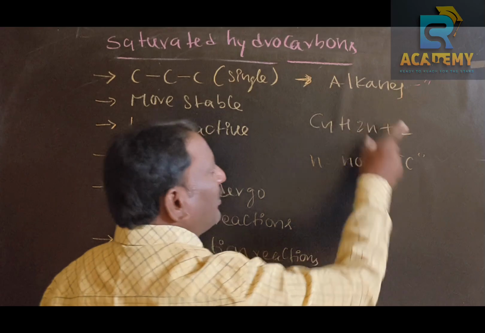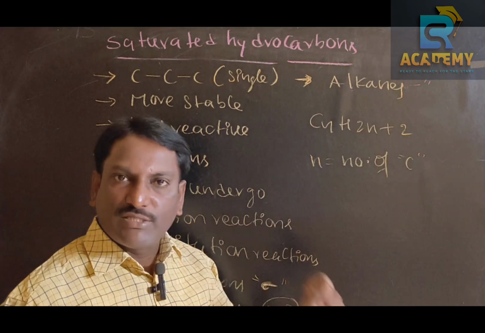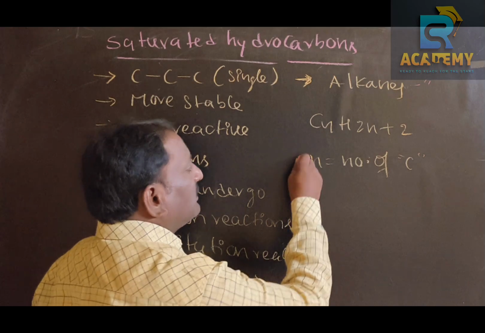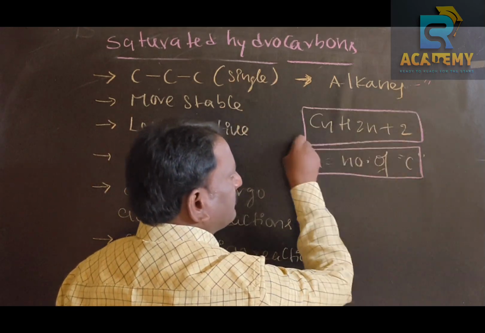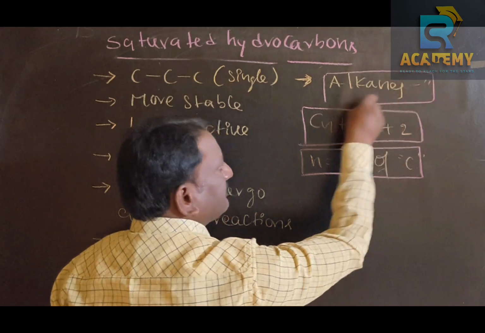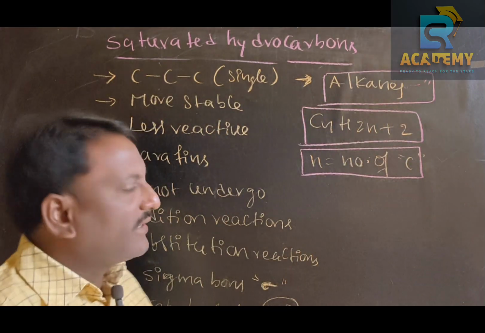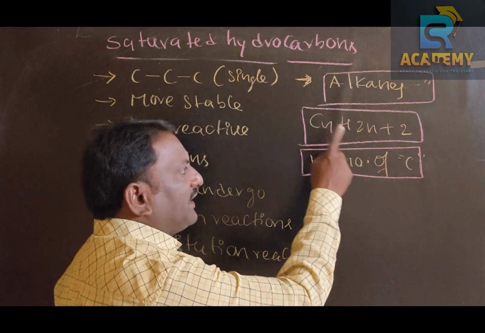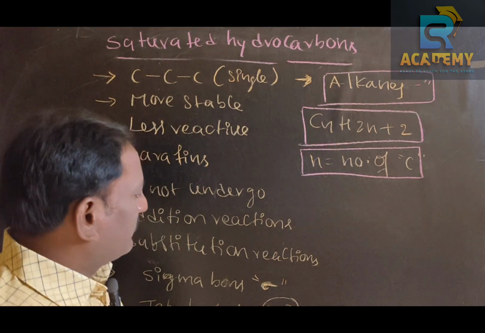So these are called alkanes. General formula CnH2n+2. Here n equals the number of carbon atoms. Please remember these three points. Saturated hydrocarbons are also called alkanes. General formula CnH2n+2, and n equals the number of carbon atoms.